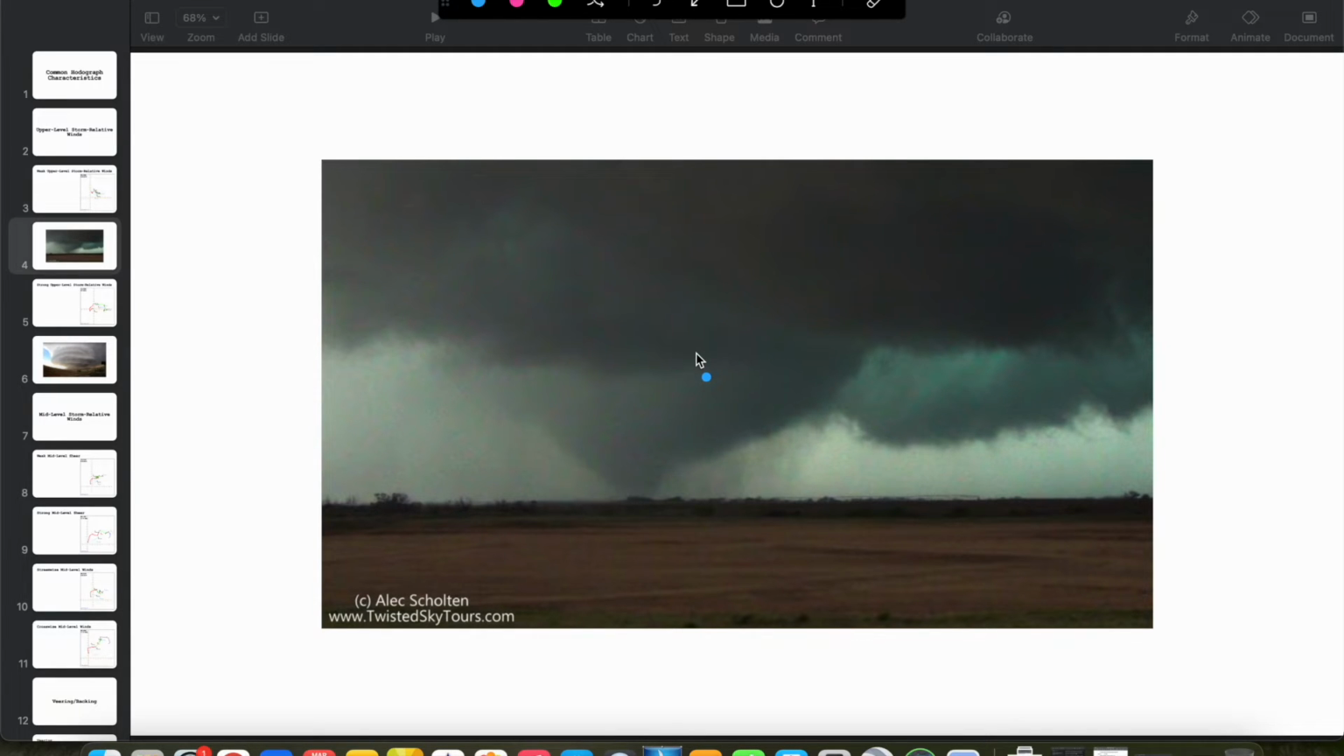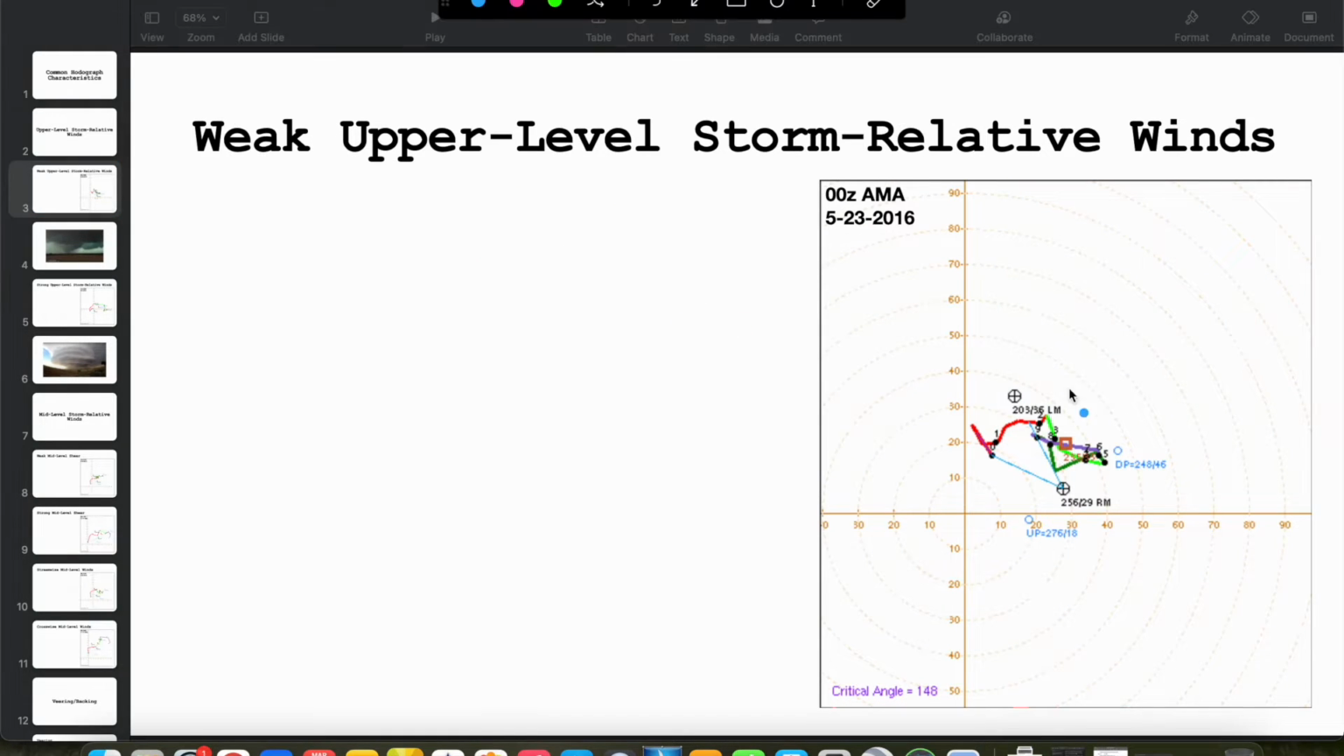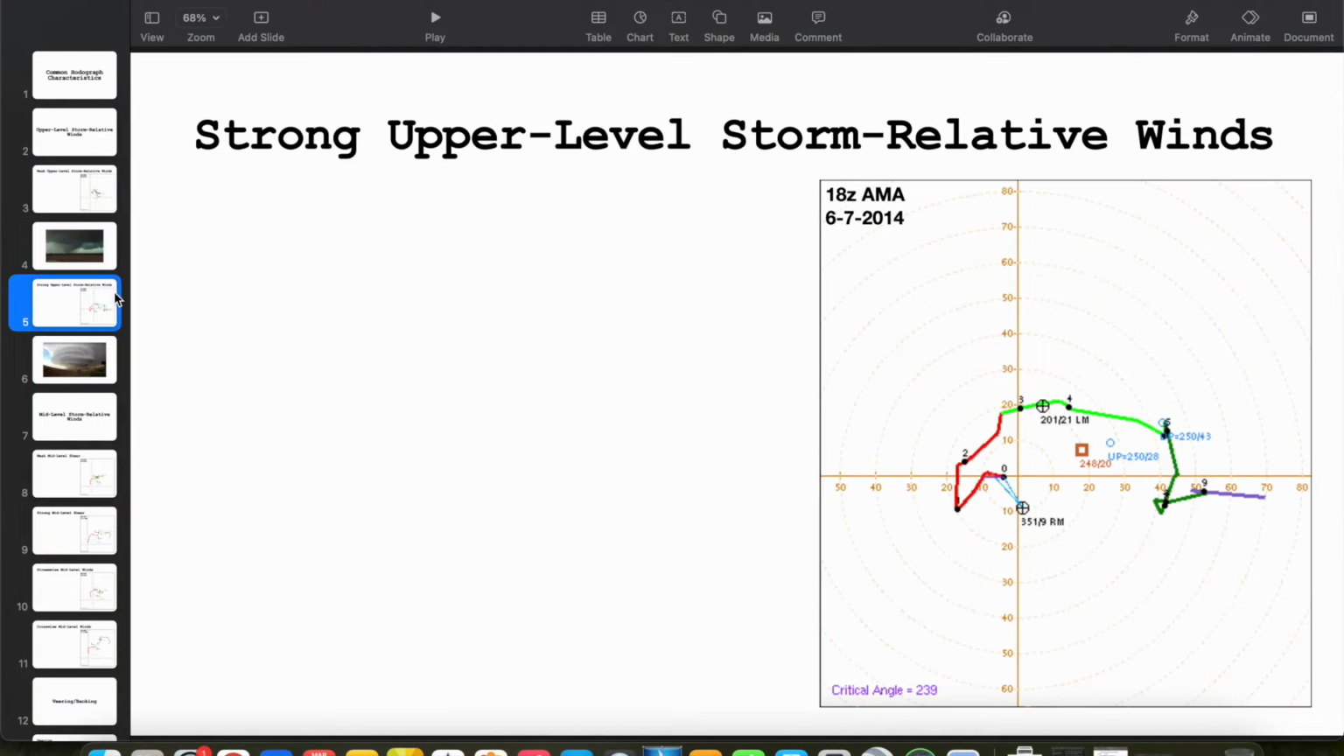Now, when we're talking about strong upper level storm relative winds, we're generally considering winds that are greater than or equal to 40 knots in the 6 to 12 kilometer layer. So unlike our case where we had pretty weak storm relative winds in the upper levels of the atmosphere, if you transpose these vectors down to the axis, you'll see that these are much less than the 20 knot range ring here. So in this case, we would see an HP, high precipitation storm mode.